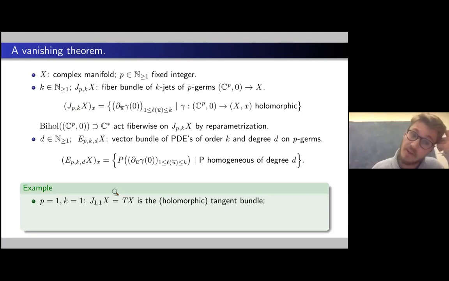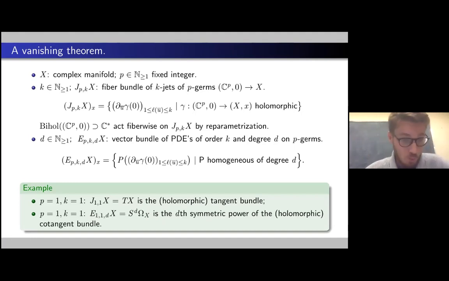So for example, if we take p equal to 1 and k equal to 1, then G_1^1 X is simply the holomorphic tangent bundle. So we consider the germ of curve passing through a point, and we look simply at their derivative. For p equal to 1, k equal to 1, and any d, E_{1,1,d} X is the d-th symmetric power of the holomorphic cotangent bundle. So say for d equal to 1, we recover the cotangent bundle. And I didn't say it, but here it's really a structure of vector bundle. So one can check that if we change chart, the formula is going to be quite complicated, but it will preserve the structure of vector bundle of the fiber.